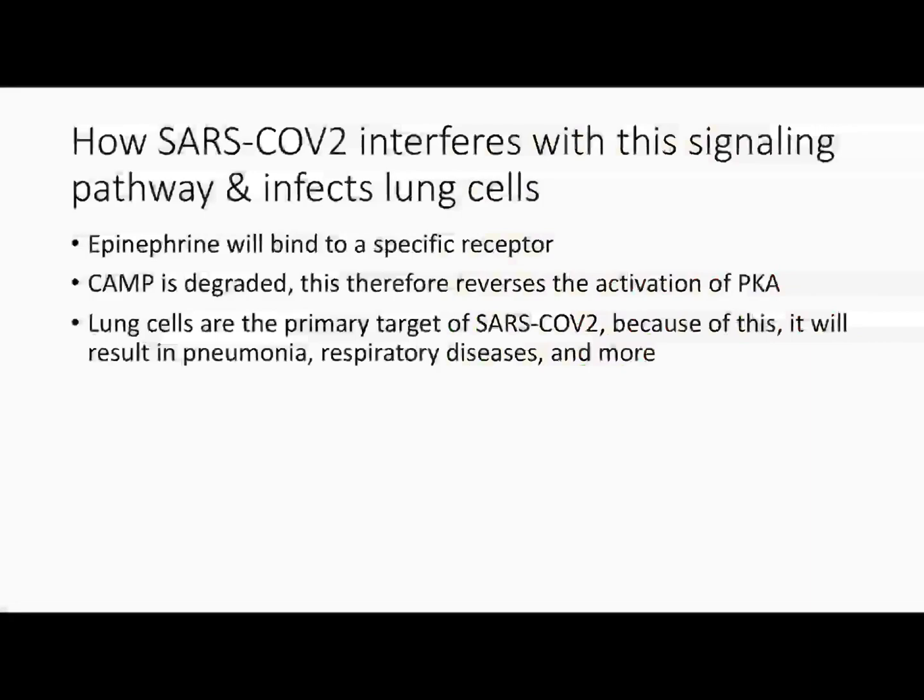So SARS-CoV-2 interferes in signaling pathways of lung cells. This is because the SARS-CoV-2 uses the angiotensin-converting enzyme, also known as ACE2, as a receptor to enter the host cell, and that is where the magic happens. That is where it attacks, and that is where it takes advantage, and it will overall bind to that specific receptor. And that is how it interferes with the signaling pathway because of cAMP and the specific receptors.